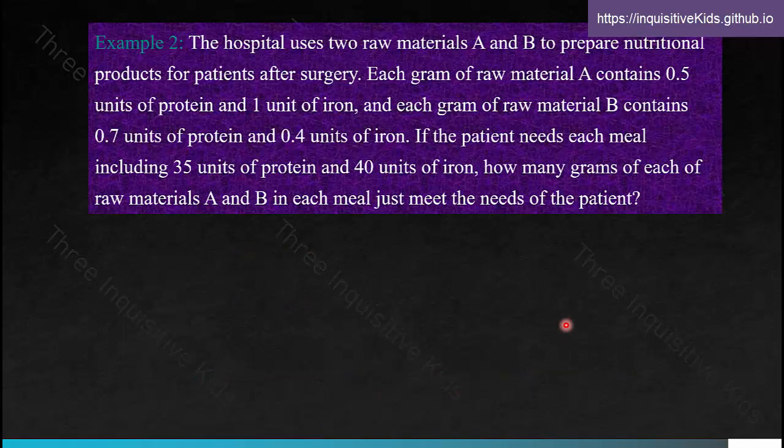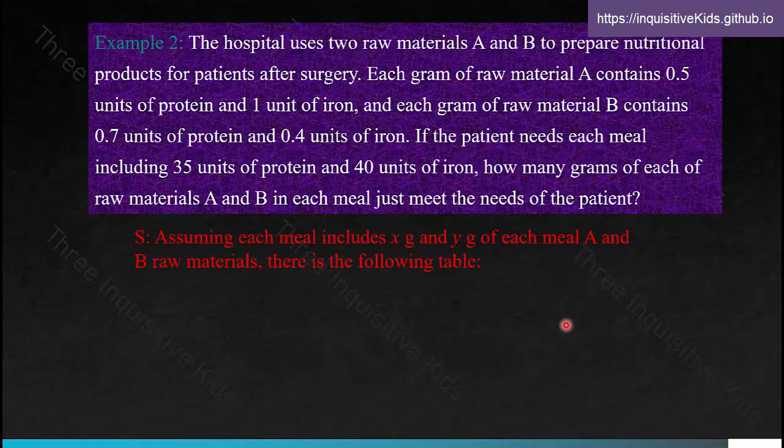Example 2. The hospital uses 2 raw materials, A and B, to prepare nutritional products for patients after surgery. Each gram of raw material A contains 0.5 units of protein and 1 unit of iron, and each gram of raw material B contains 0.7 units of protein and 0.4 units of iron. If the patient needs each meal to include 35 units of protein and 40 units of iron, how many grams of each raw material A and B in each meal meets just the needs of the patient?